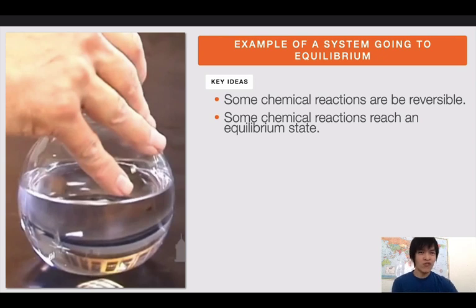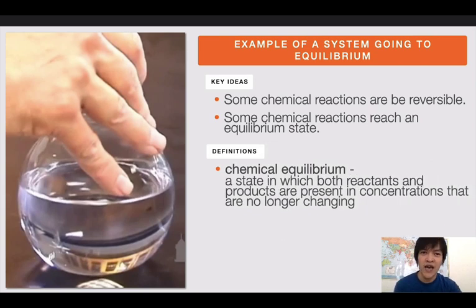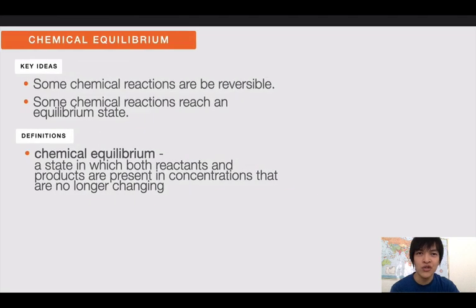Well, what's an equilibrium state, you might ask? It's a state in which both the reactants and the products are present in concentrations that are no longer changing. So in the flask on the left, there's actually still some reactants stored inside the mixture. Equilibrium reactions don't go to completion. That is, not all of the reactants will be turned into products. There's still reactants left.